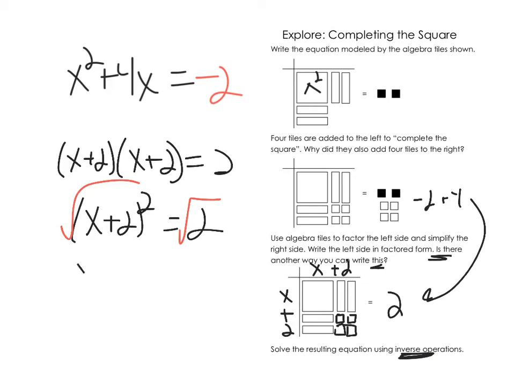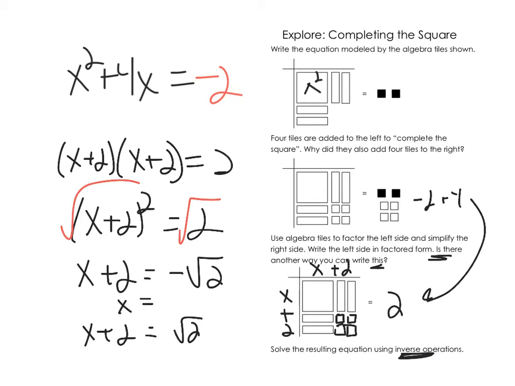And that's going to give me x plus 2 equals. Now I'm going to write this as negative square root of 2, because remember when we take the square root, we have a negative. And then x plus 2 equals positive square root of 2, for the plus and the minus. And then I'll subtract 2 from both sides of this equation. So that gives me x equals -2 minus the square root of 2, and x equals -2 plus the square root of 2. And those are the two solutions.